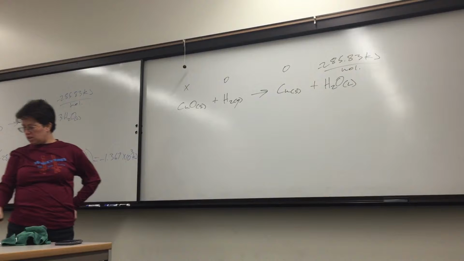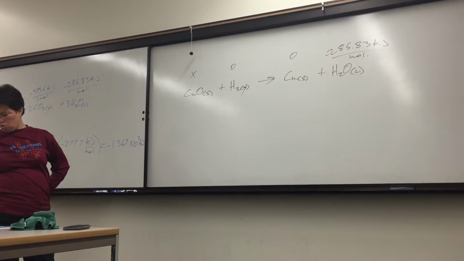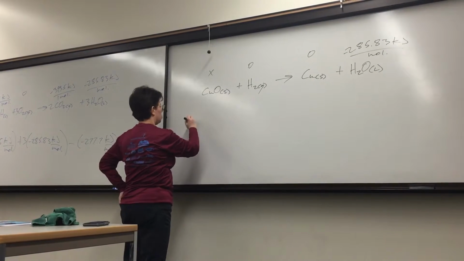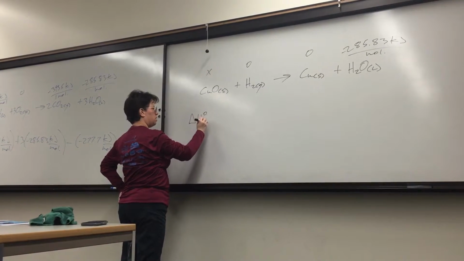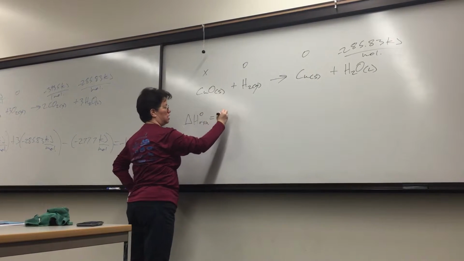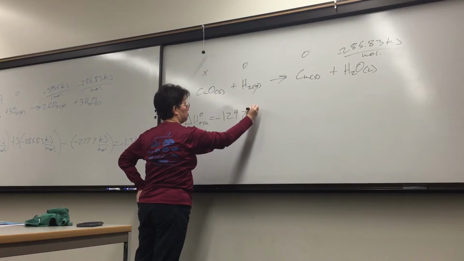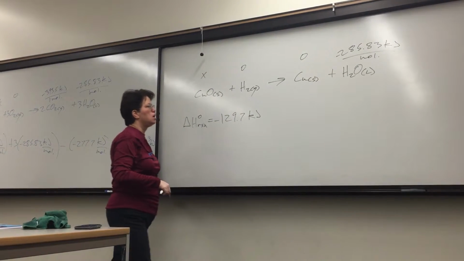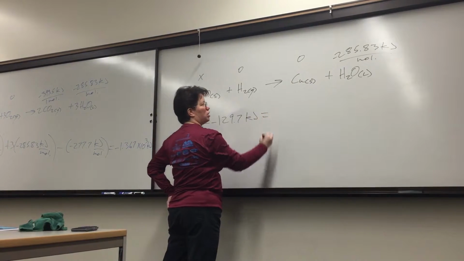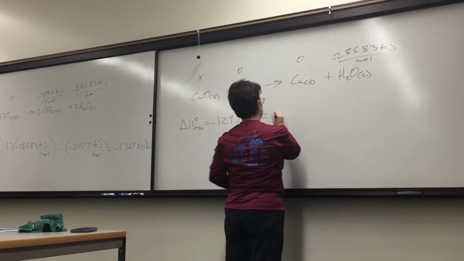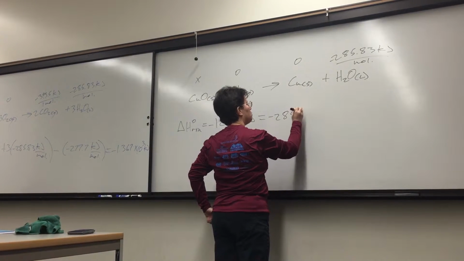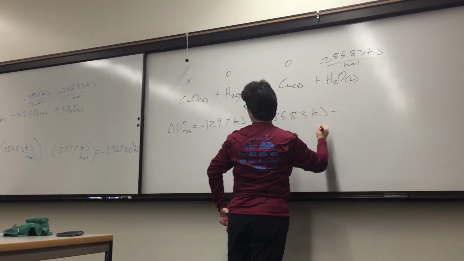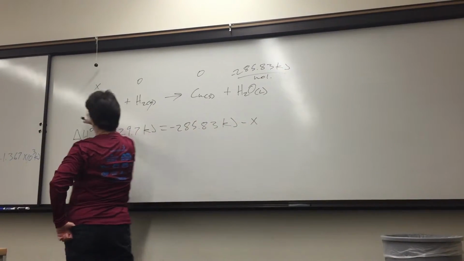We also know that delta H for the reaction, they told us, was a negative 129.7 kilojoules. So we have delta H for the reaction is equal to a negative 129.7 kilojoules per mole. Okay? Therefore, that is going to be equal to the products, negative 285.83 kilojoules, not worrying about the 0, minus the reactants, that's the X that I don't know, right?